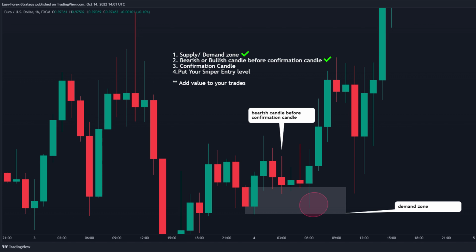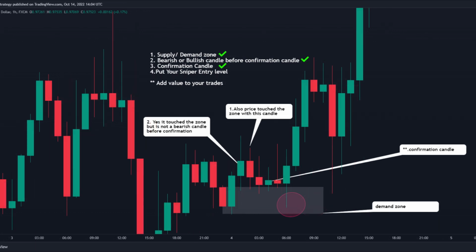And from this example we can see that the bearish candle also touched the zone. Now we can see that price also touched the zone with a bullish candle, which is also a confirmation candle. This will give us an edge amongst other traders who will buy at the close of the bullish candle.